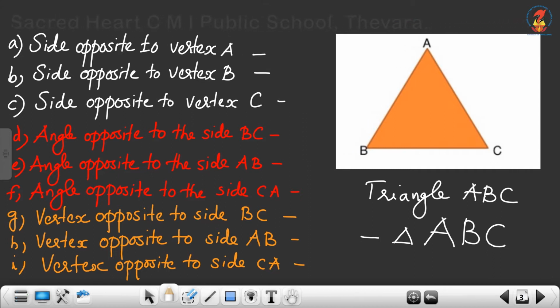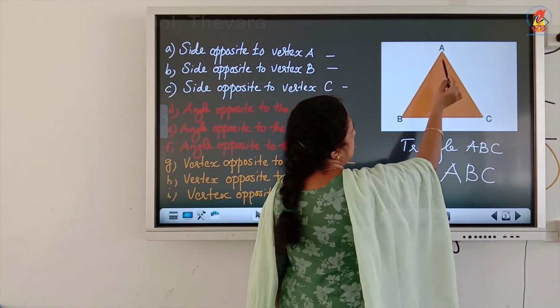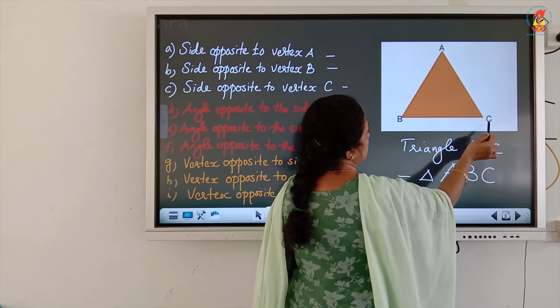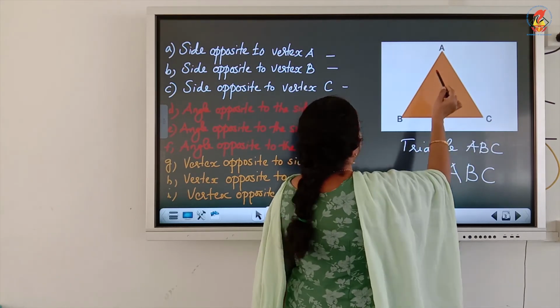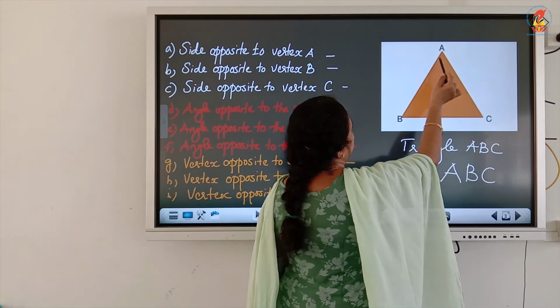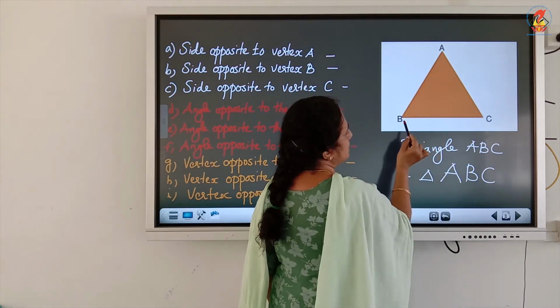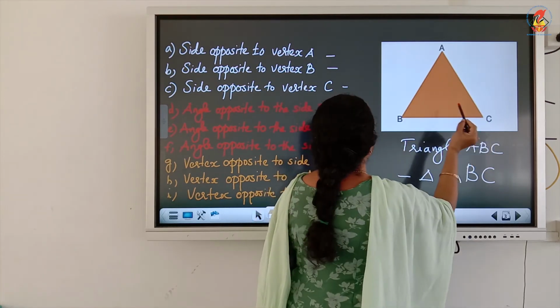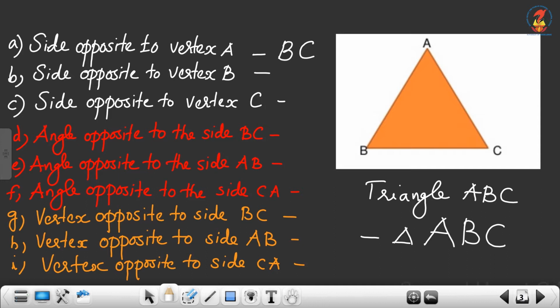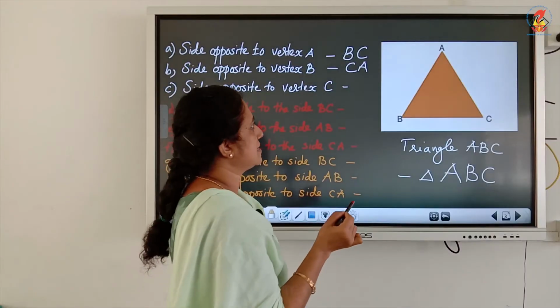Now consider the triangle ABC. Side opposite to vertex A. This triangle has 3 vertices, A, B and C. Now the side opposite to vertex A. Which is the side opposite to the vertex A? You can see that it is BC. BC is the side opposite to the vertex A. Now consider the vertex B. Which is the side opposite to the vertex B? It is the side CA. So the side opposite to vertex B is CA.